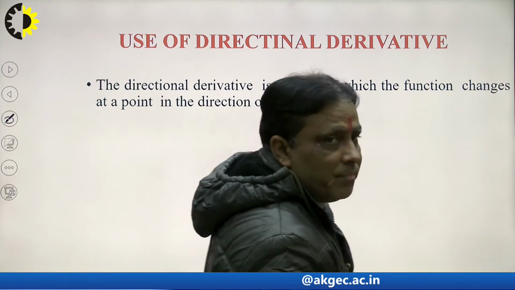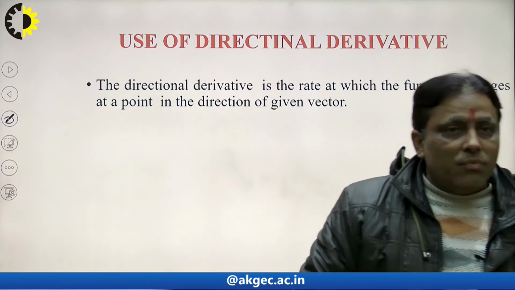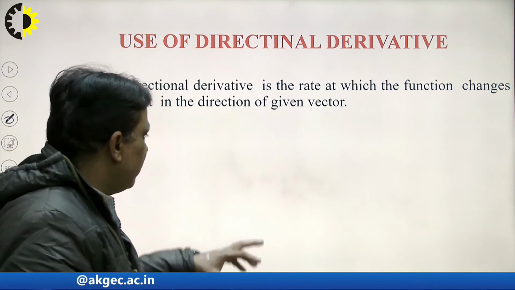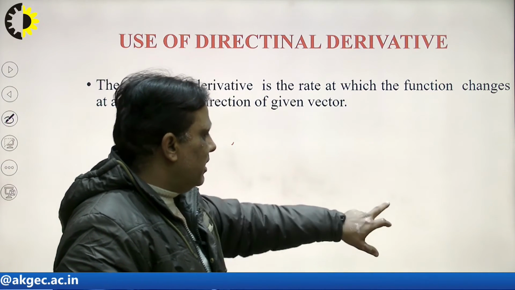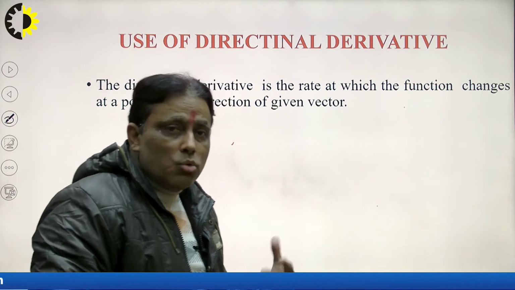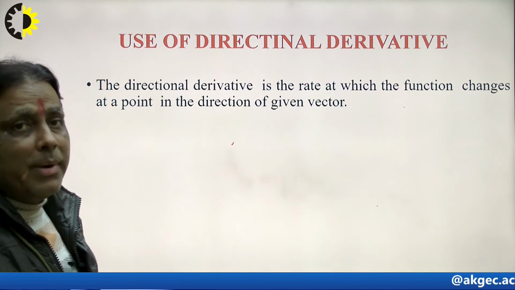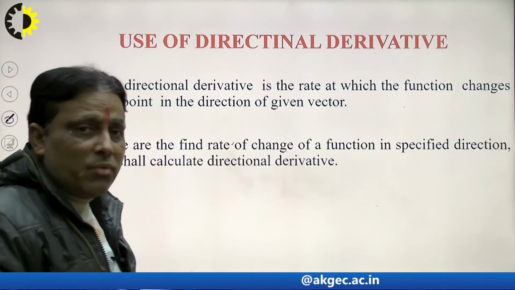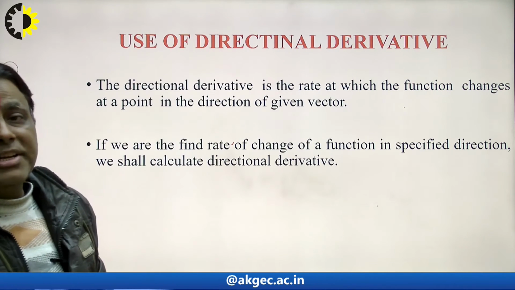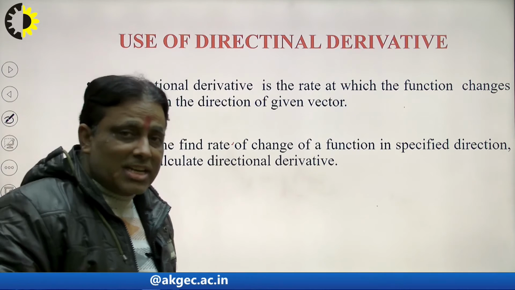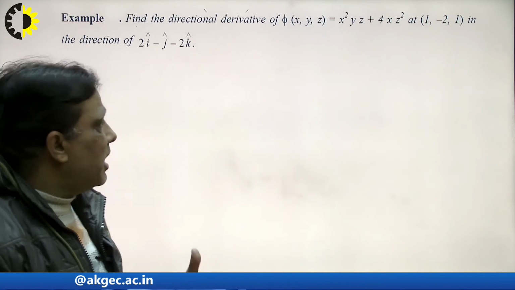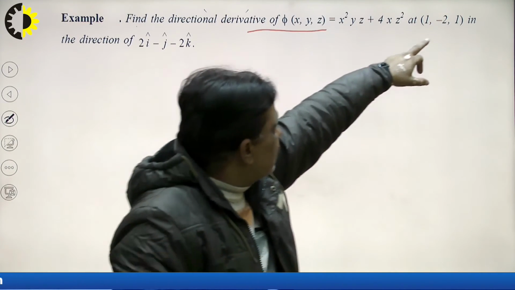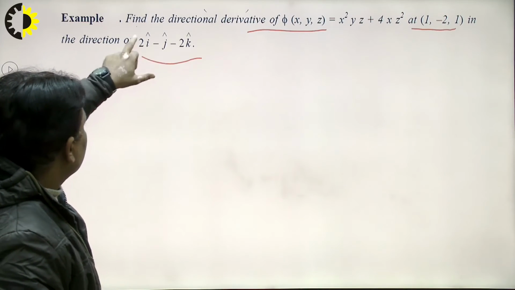The directional derivative is the rate at which the function changes at a point in the direction of the given vector. How does it change? Suppose a particle is here now, after 1 minute it is here, and after 2 seconds it is there. So how to calculate the position of this moving particle? We can calculate with the help of directional derivative, right? If we find the rate of change in the moving particle in a specified direction, we shall calculate the directional derivative here. So suppose I take a problem, directional derivative of phi, right, at a point, in the direction of this vector, right?